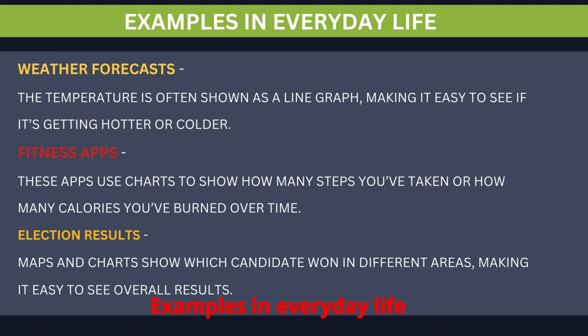Examples in everyday life. Weather forecasts. The temperature is often shown as a line graph, making it easy to see if it's getting hotter or colder. Fitness apps. These apps use charts to show how many steps you've taken or how many calories you've burned over time. Election results. Maps and charts show which candidate won in different areas, making it easy to see overall results.